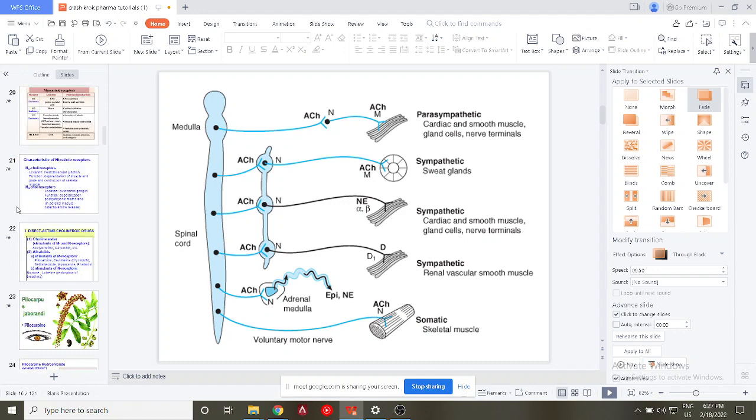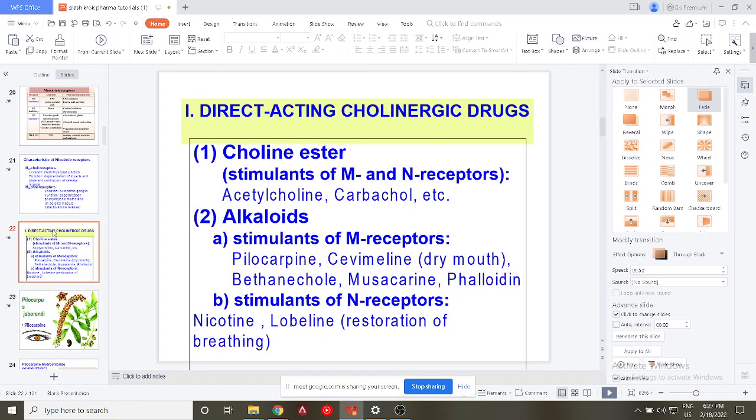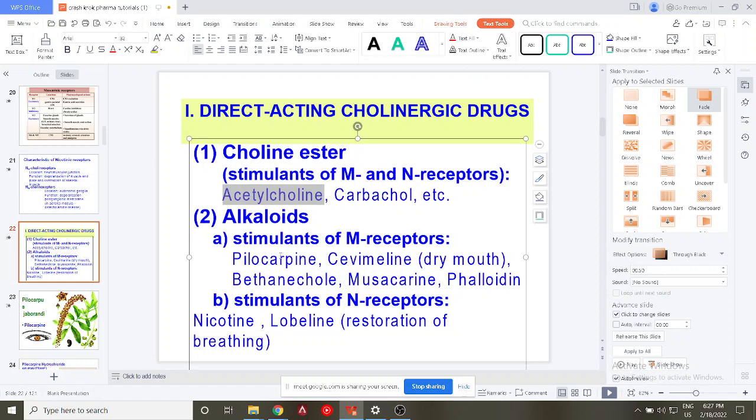Okay, so now we're moving on to the drugs. When we're talking about the cholinergic drugs, we have three types of drugs. We have the direct acting drugs and the indirect acting drugs. For the direct acting drugs, we're going to be talking about the choline esters, and the main one is acetylcholine. Then we have pilocarpine, bethanechol, and the stimulants of the N receptors are nicotine and lobeline.